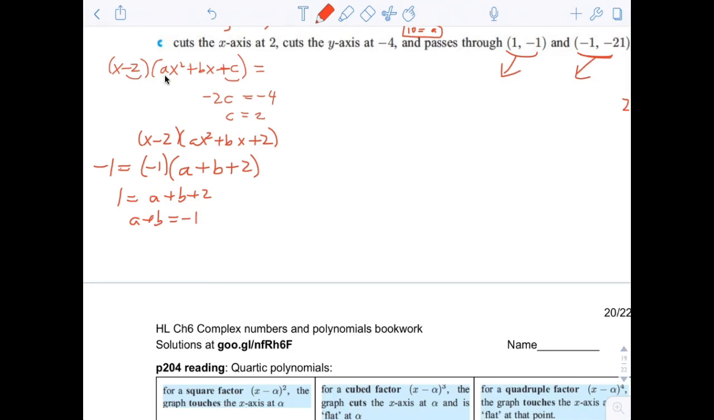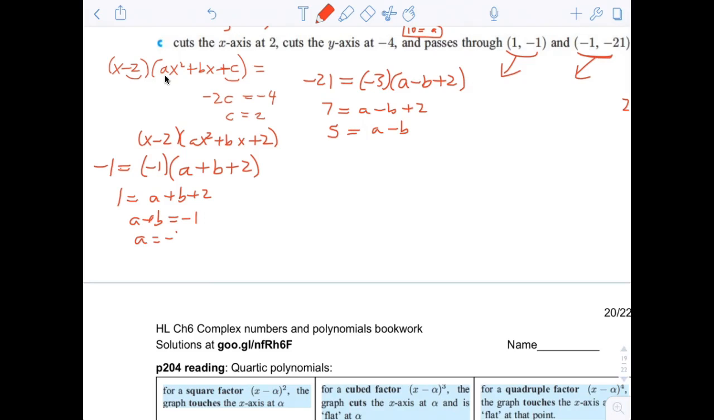Now let's do this pair here. So we have negative 21 equals negative 1 minus 2 is negative 3. A times negative 1 squared is a. Negative 1 times b is negative b plus 2. Well, actually, we could just divide negative 21 by negative 3. We get 7 equals a minus b plus 2. A minus b equals 5. A plus b equals negative 1.